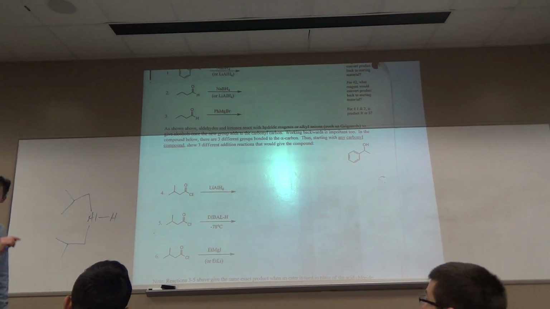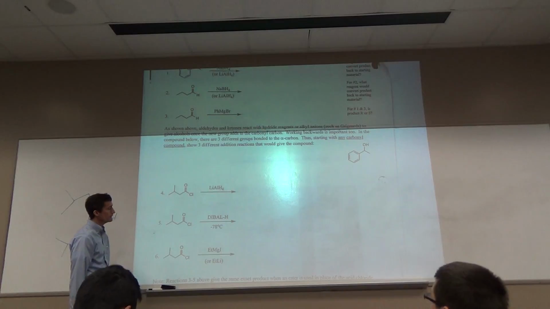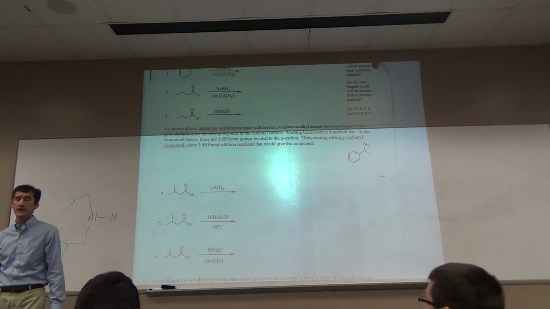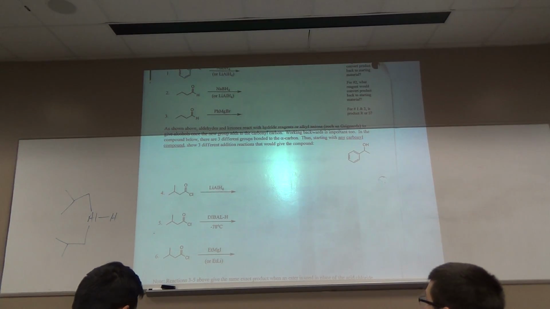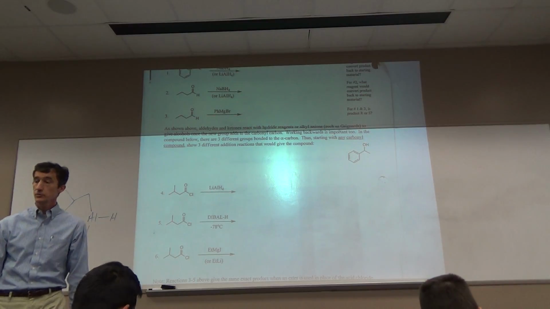You only added once. You gave a ketone. The Grignard is going to add again to the ketone. This is analogous to reaction 4. It's going to add twice.